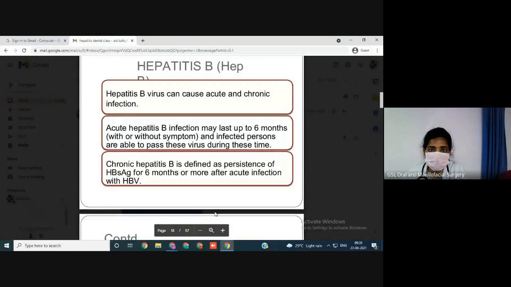Then hepatitis B virus infection can cause both acute and chronic infections. Acute hepatitis may last up to 6 months. That means acute hepatitis is an infection within a period of less than or equal to 6 months, and infected persons can pass on the virus within this time. Chronic hepatitis B is defined as persistence of hepatitis B surface antigen in the serum for more than 6 months.